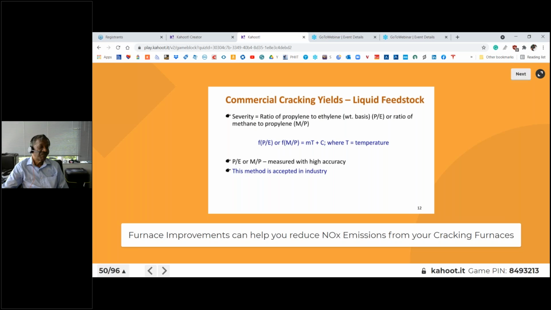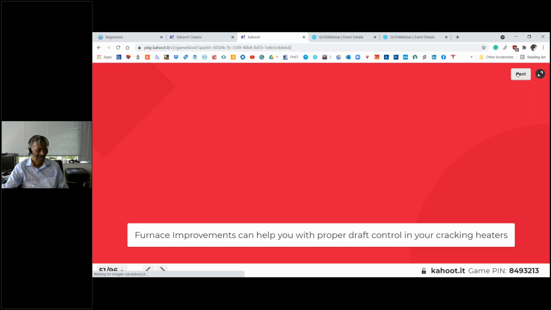In case of liquid feedstocks, the industry standard is a little different. They look at the ratio of propylene to ethylene on the weight basis, or ratio of methane to propylene. Those are the two yardsticks they have developed for measuring the success of your cracking, that is propylene to ethylene or methane to propylene. And basically they say it is MT plus C, where T is the temperature, and that is what is accepted in the industry.